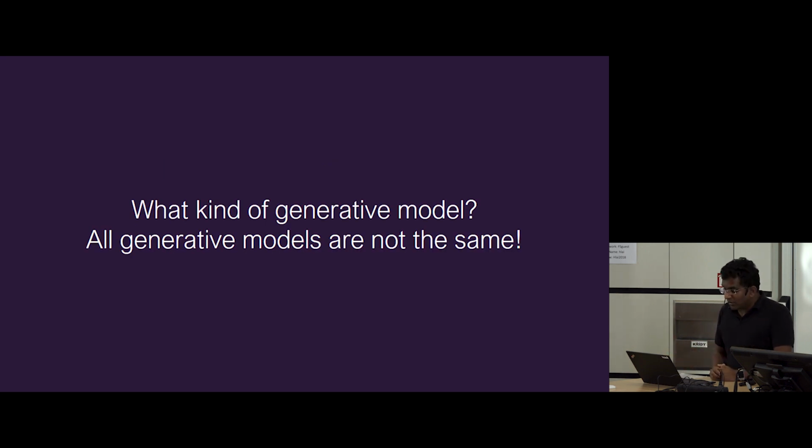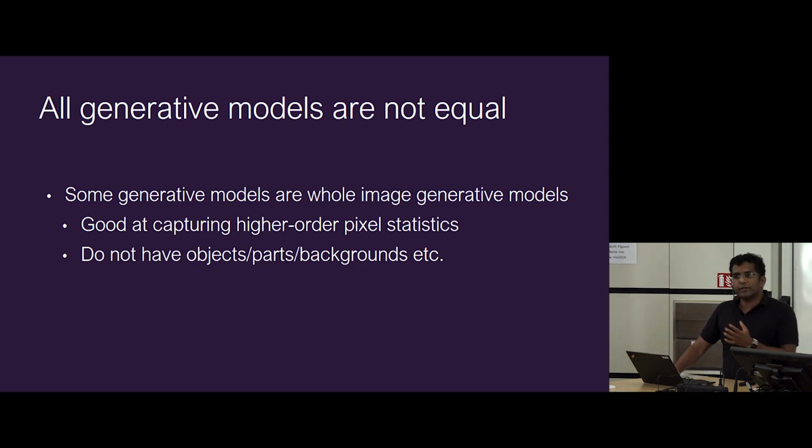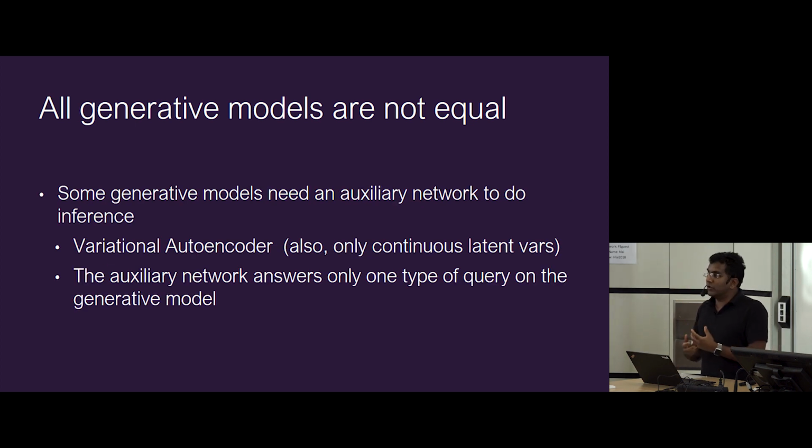So what kind of generative model? All generative models are not the same. You will read a lot about generative models if you are reading deep learning literature or other probabilistic graphical models. All of these generative models are not the same. So let me give you some examples of the kind of questions that you need to ask when you read about a generative model. Some generative models are whole image generative models. They are modeling the whole picture. They don't try to factorize a picture into objects, background, etc. They don't care what is happening. All they care about is whether the picture is photorealistic. Those kinds of generative models are not good enough for common sense reasoning because you can't ask them any questions. All they can do is generate a picture. So you need generative models which you can ask queries to.